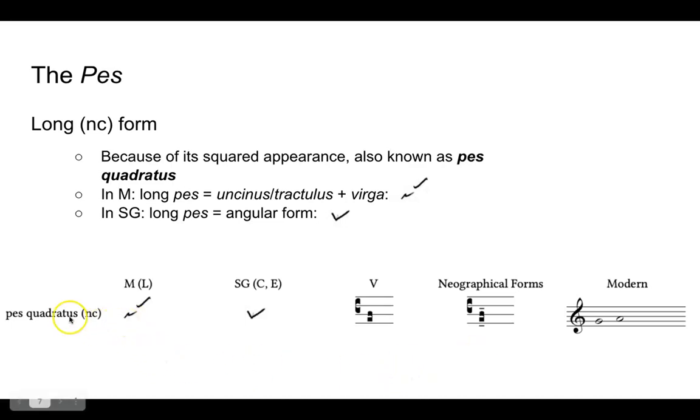So now getting back to the Pes Quadratus in particular, the reason that this neume is called the Pes Quadratus is because of this squared appearance. You can almost imagine the other half of the square being filled in here. So that's why it's called the Pes Quadratus. In the Messine form, it's composed of an unsinus and a virga. You might remember the unsinus from Part 1. It has this almost like the Greek letter mu look to it, and then the virga is the rod-shaped neume.